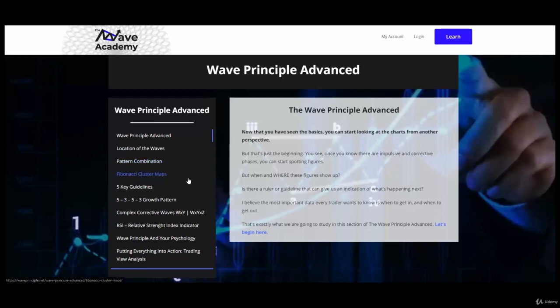And we also talked about the cluster maps for Fibonacci, when we measure different wavelengths and we get these areas that match between different Fibonacci retracements. That is really important because these zones can give you information on where the price is going to react and what happens if it goes through. So cluster maps can give you an idea of where the retracement is going to end and where the target is going to go. We also talked about the 5 key guidelines.